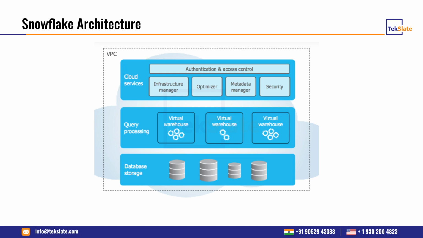And we have infrastructure manager, optimizer, metadata manager, security, authentication and access control. All these features together, we consider as the cloud services layer. First, the data is stored in the database, and we perform the queries on top of it in the top layer using virtual warehouses, and then the query optimizer and everything else is present in the cloud services layer.